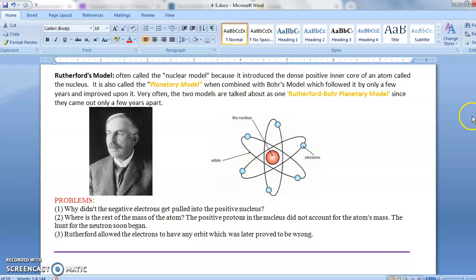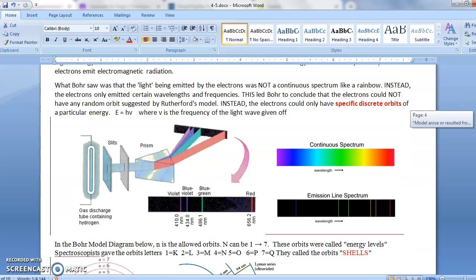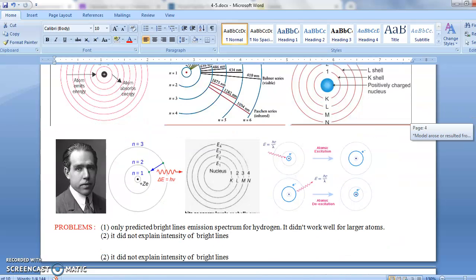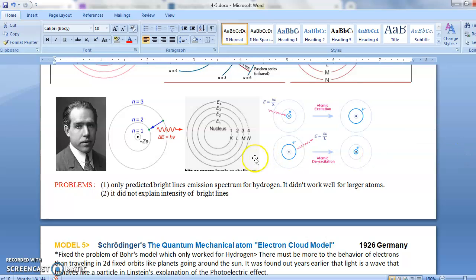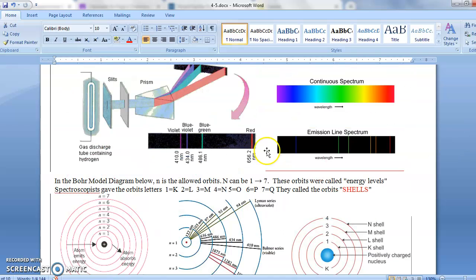Instead of having any orbit, they were only allowed certain orbits, and they were allowed to stay in those orbits. The electrons wouldn't get pulled in because they had to have a certain amount of energy to stay in that orbit. Now, the problem with Bohr's model, it really only worked for hydrogen. Only these bands would explain the energy levels associated with hydrogen's electron.